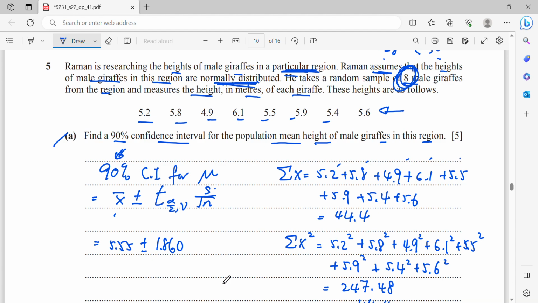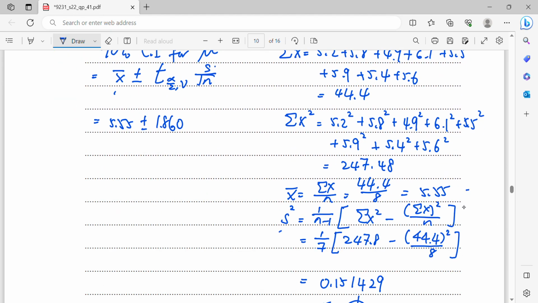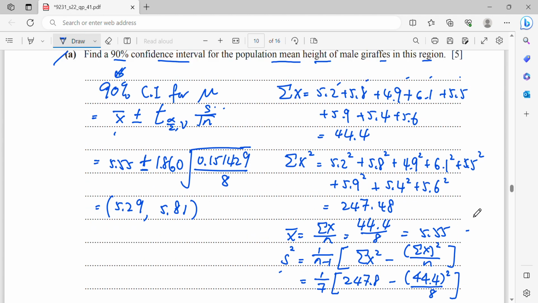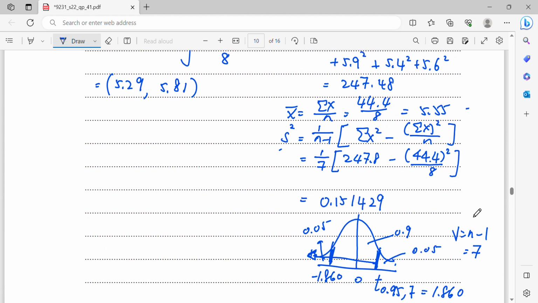Then the S, okay, so when we refer back to this calculation, I have found S squared. So now, in order to get S, I will just take square root. So I'm going to copy square root of 0.151429 divided by 8. Okay, so now this confidence interval can be counted by referring to the negative sign first, and then you will be getting 5.29 correct to 3 significant figures. And when you are referring to plus, then it will be 5.81. Okay, so this is the confidence interval for the A, right?